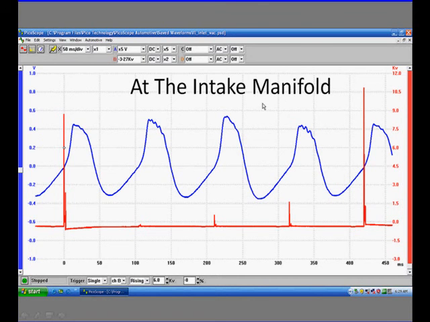Here's one on the intake manifold, and once again we have a secondary ignition signal in the red on cylinder number 1, and we see the same 4 cylinders, and we can see our intake pulses are the same, telling us we have a pretty good basic engine.